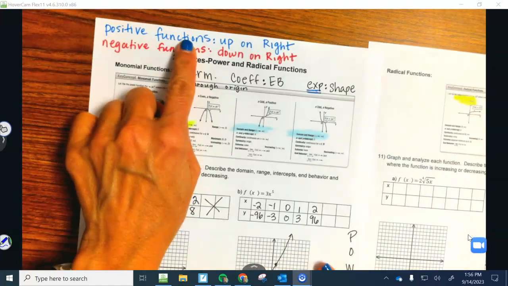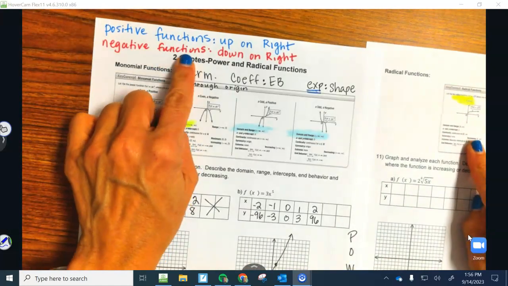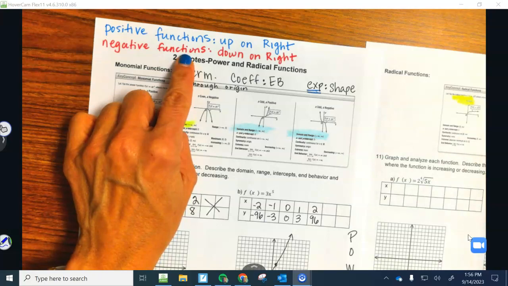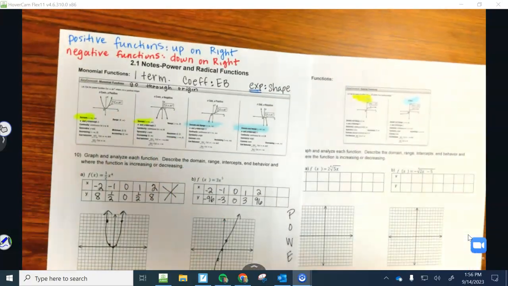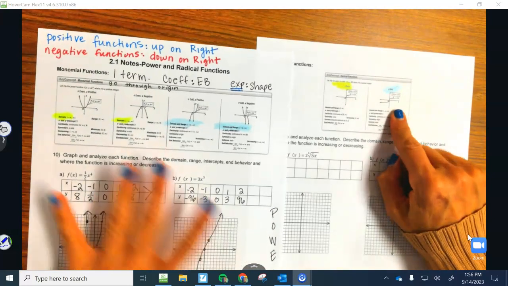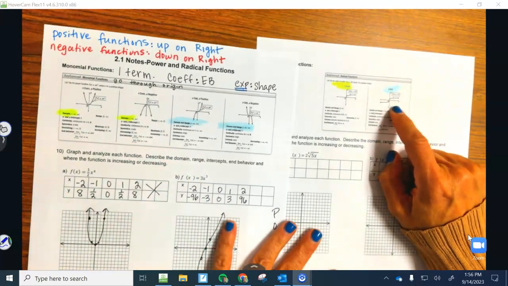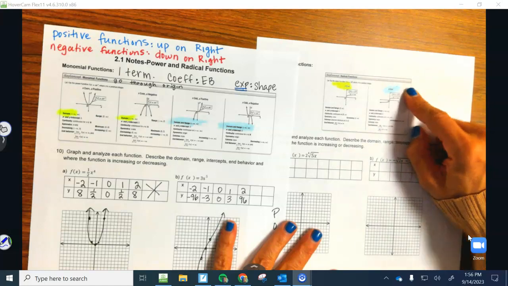You can have a positive function and you can have a negative function. If I have a negative leading coefficient over here, then it is going to be down on the right. If I have a positive coefficient, it's going to be up here on the right.